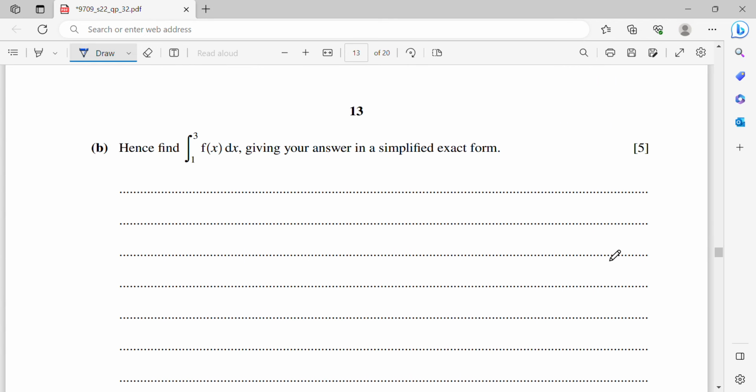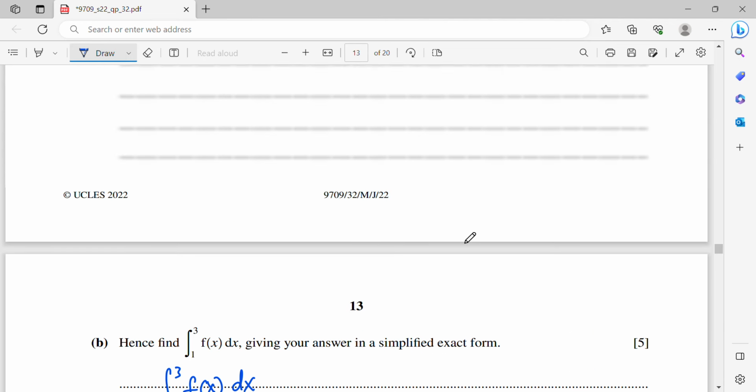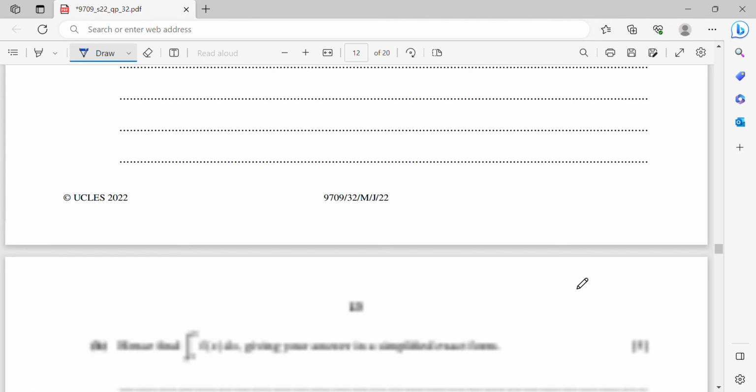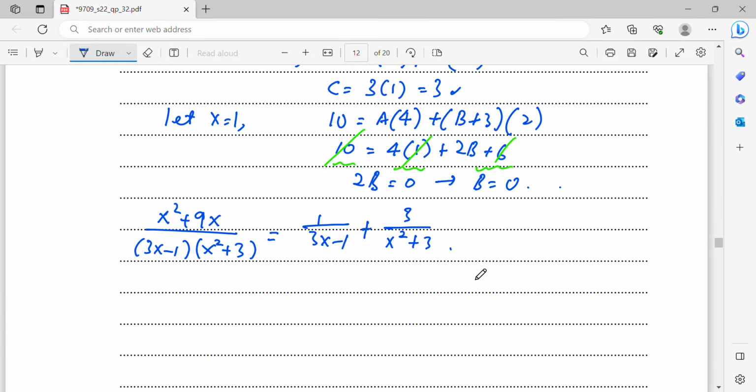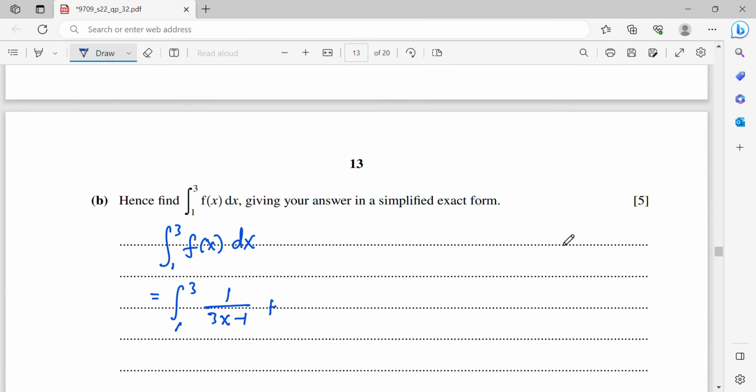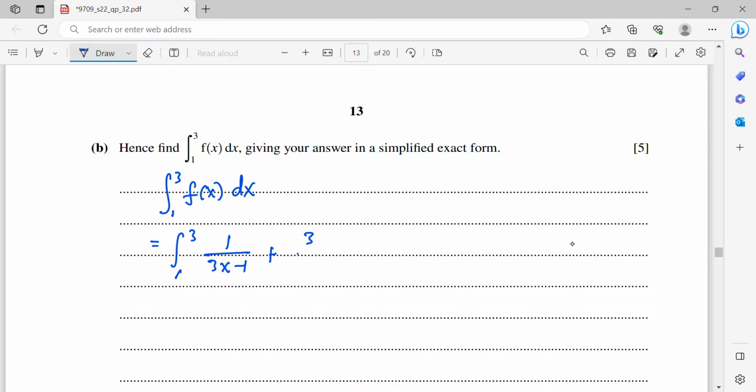Right. Now hence find the integration. So now integrate 1 to 3 f(x) dx is basically integrate 1 to 3 the partial fractions. So 1 over 3x minus 1 plus 3 over x squared plus 3, dx. And now you need to give your answer in the simplified exact form.